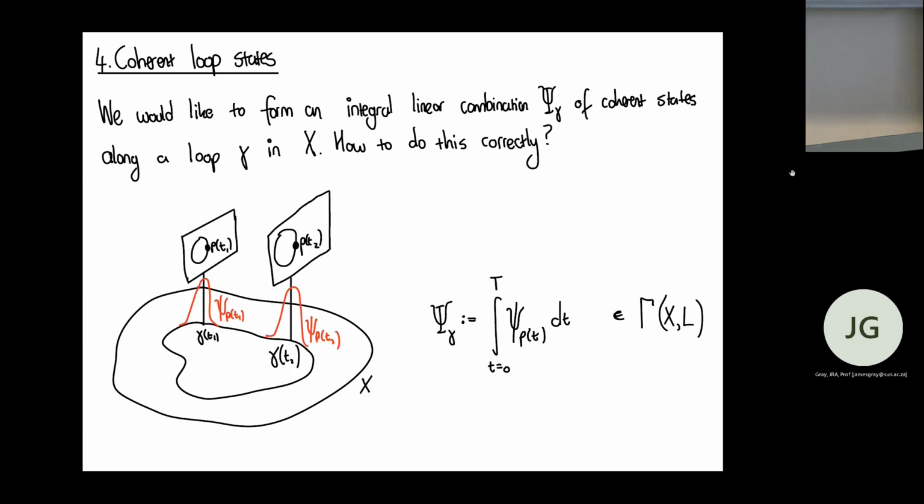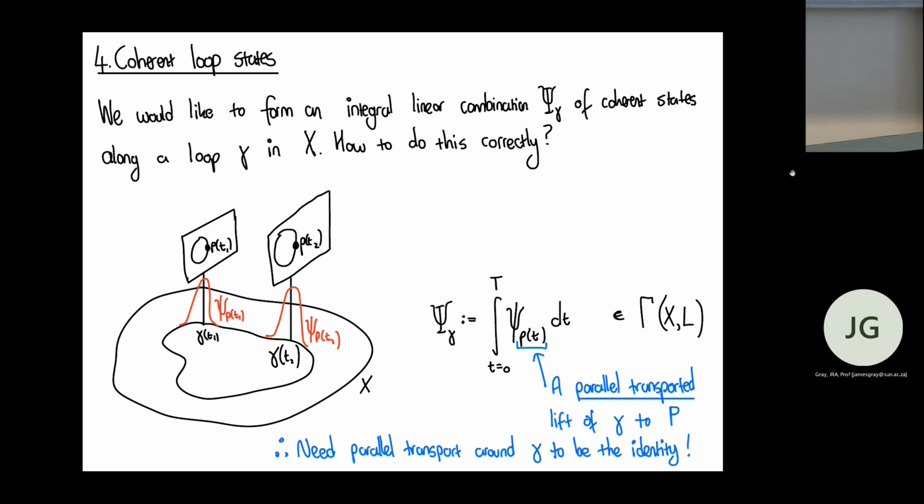If you do this correctly, what you've got to do is parallel transport P using the geometric data here. So you can't just choose those P of t's randomly. You fix a choice of P of t at one point, and then at any other point in the loop, the P of t is obtained by parallel transport. Okay. So that's how I can form a coherent loop state.